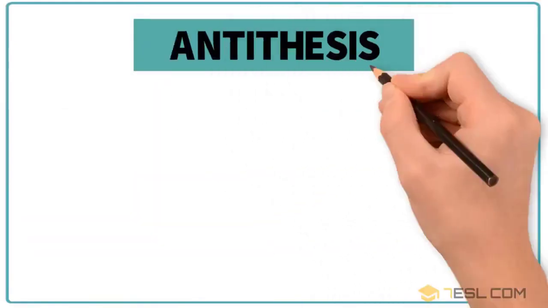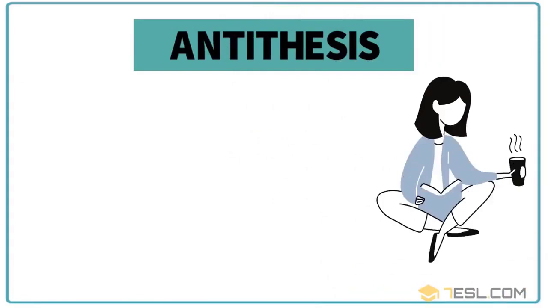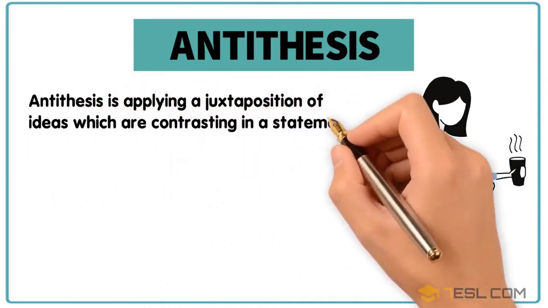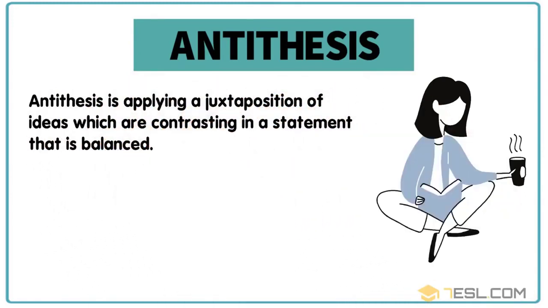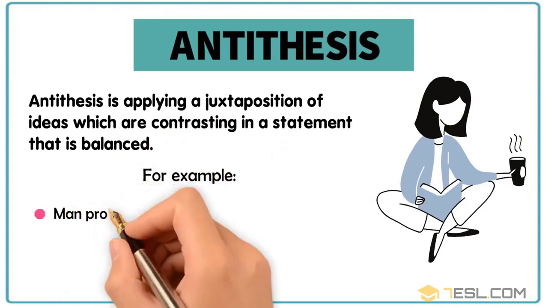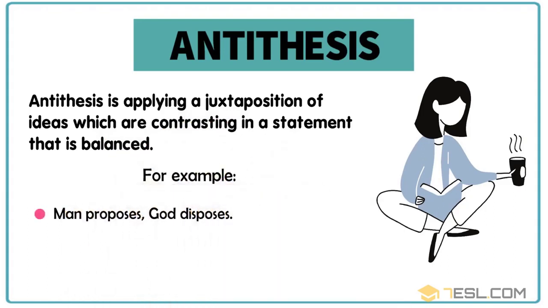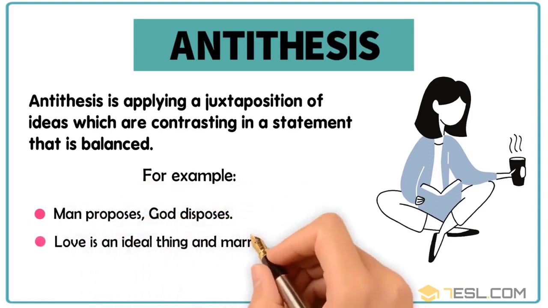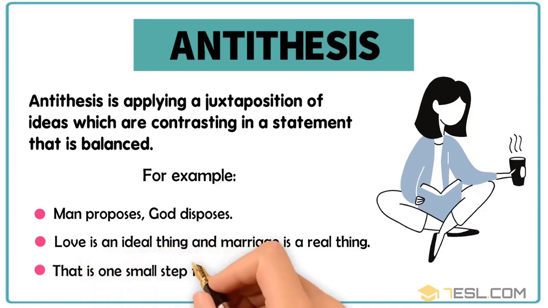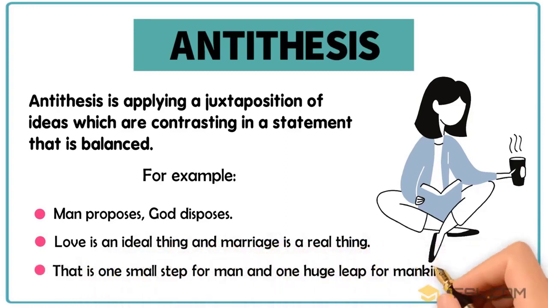Antithesis. Antithesis is applying a juxtaposition of ideas which are contrasting in a statement that is balanced. For example, "Man proposes and God disposes." "Love is an ideal thing, and marriage is a real thing." "That is one small step for man and one huge leap for mankind."